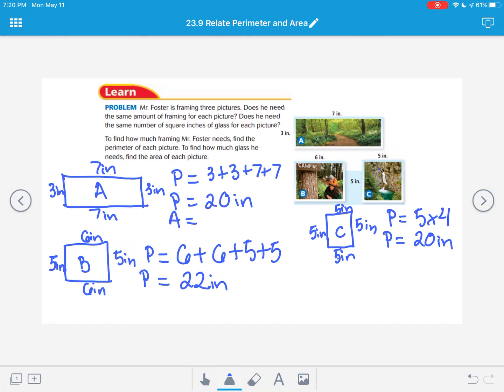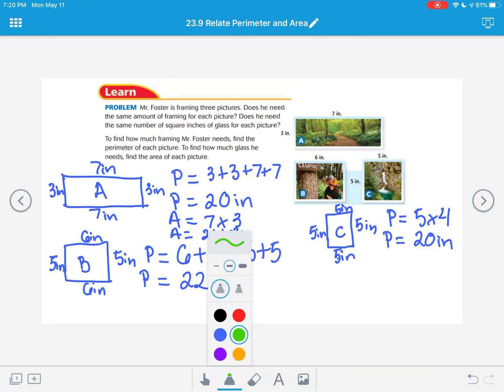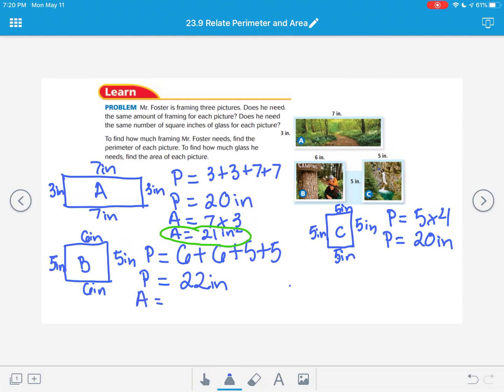The area for figure A is going to be the width times the height. So we have 7 inches times 3 inches. The area equals 21 inches squared. Let's try out figure B now. The area will be the same formula, the width times the height. So we have 6 times 5 inches. 6 times 5 equals 30 inches squared.